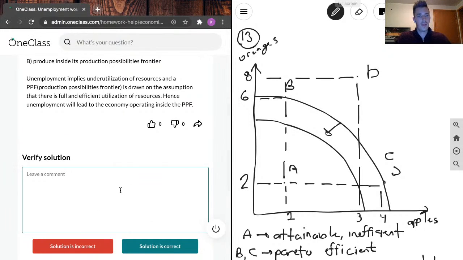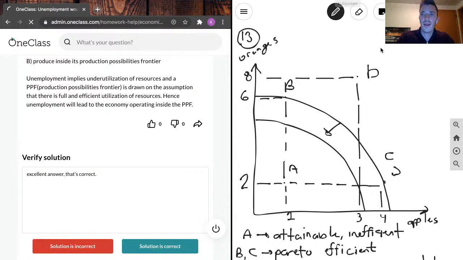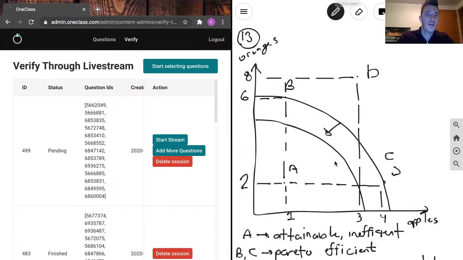So I'm going to say, I think that should be it here. Looks like it is.